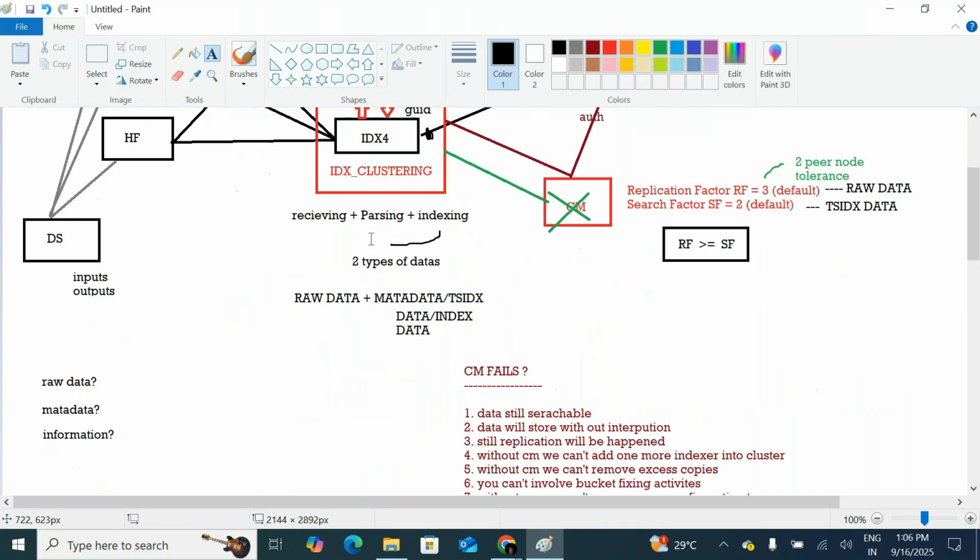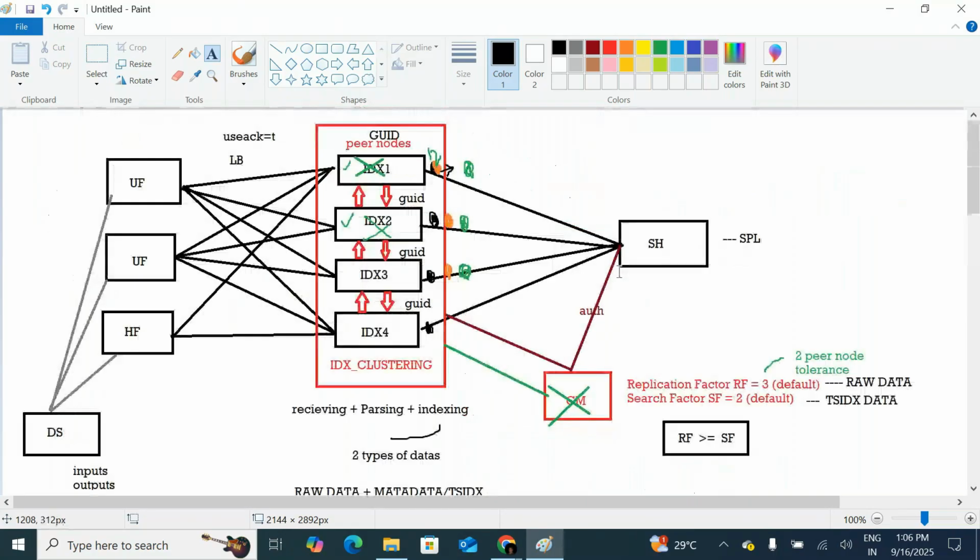The next point is that replication will still happen. How? CM only initiates it, but once it has been initiated, the same GUID will be helpful to replicate the data to each other. With the help of the GUID, they replicate the data to each other even without CM. Why? Because the GUID is already shared. CM will share the GUID to the subject as well as the other available indexers.